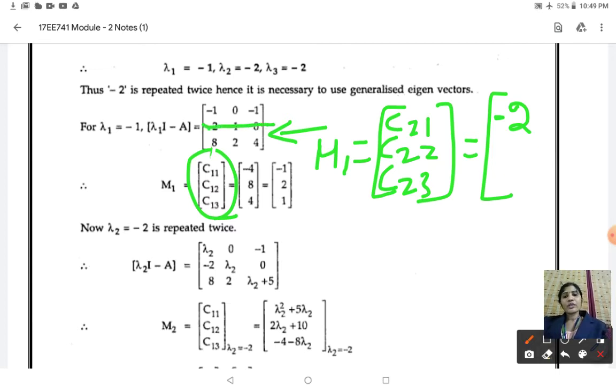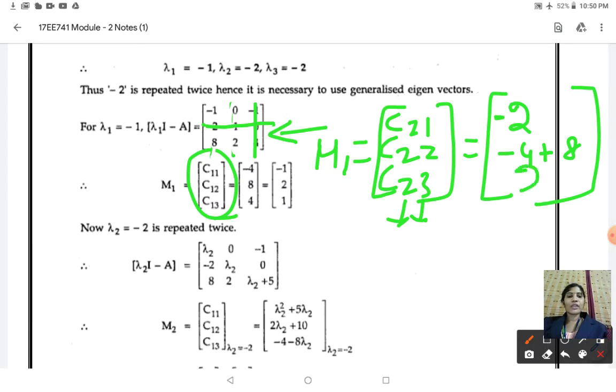Second row, second column. After this, what is the minor of the element? -4 minus plus 8, so you will be getting +4 over here. Next, to obtain C23, you have to cancel the second row and third column. If you remove it, the minor of the element is -2, and here one more minus, so you will be getting +2.